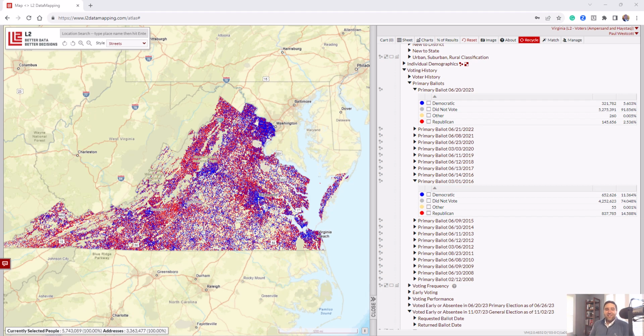Hi, I'm Paul Westcott with L2, and today we're going to take a deep dive into the Virginia voter file, specifically looking at early voting and how we at L2 come up with our party affiliation model. There's been a lot of questions since we started posting data in the past few weeks with early return data for the 2023 general election.